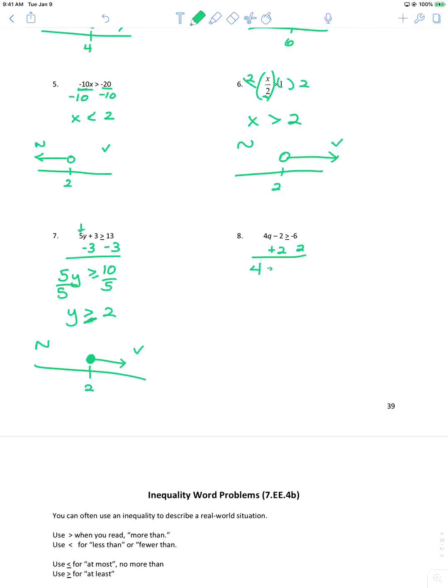In number 8, I'm going to solve. Even though I get a negative number when I solve, there's no need to flip it because the number with the variable was positive, so I didn't multiply or divide by a negative. Open circle because there's no equal to, and the arrow is going to go to the right because it is eating the variable.